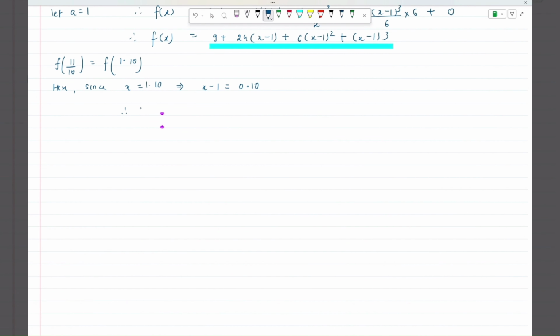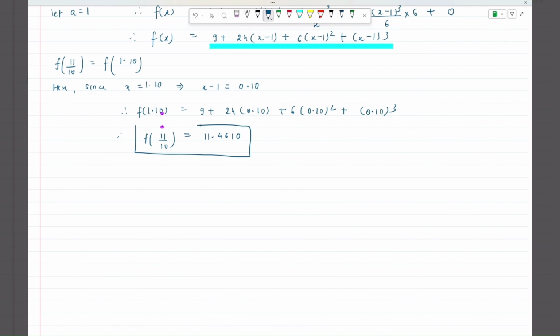So therefore f of 1.10 is going to be 9 plus 24 into 0.10 plus 6 into 0.10 square plus 0.10 whole cube. You can use your calculators to get the value. I'll be writing down the final value directly, and we get the answer to be 11.4610. So thus we can say that f of 11 over 10 is going to be 11.4610.